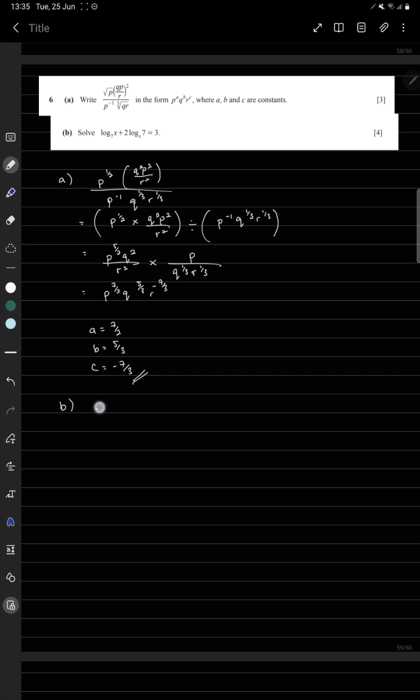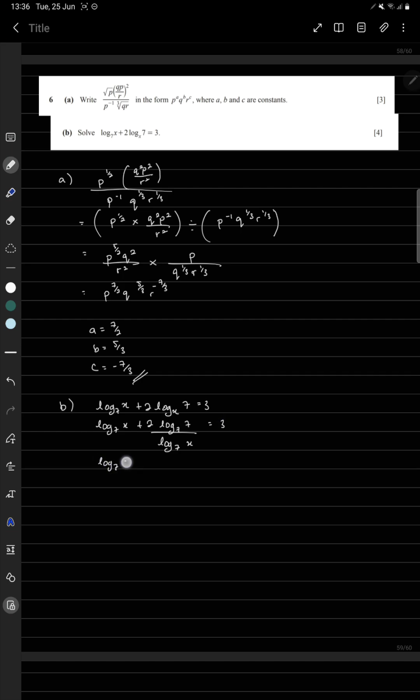So part B, we're going to logarithms. We have log base 7 of x plus 2 log base x of 7 is equal to 3. So what we're going to do here is we need to change everything into the same base. So I'm going to change the base of this log. So we'll have log 7 of x plus 2 log 7 of 7 over log 7 of x is equal to 3.